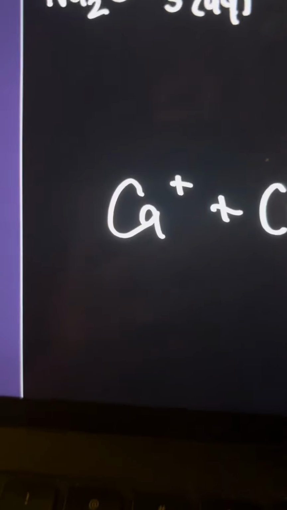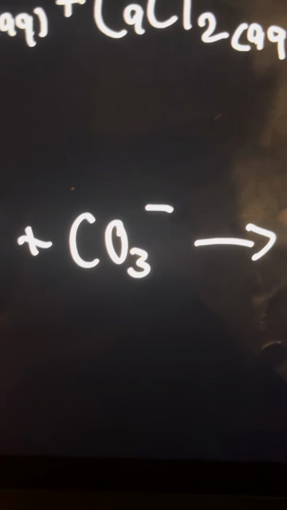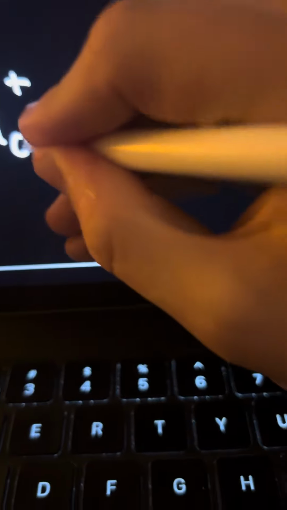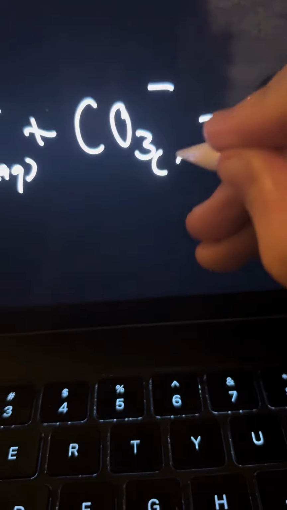Now in this equation, we have the Ca, which is a cation, which I have the positive there, plus the carbonate, which is an anion, which I have the negative, equals the CaCO3. And that is solid. Actually, I should probably label these as aqueous as well, because they change from aqueous to solid. So this is the net ionic equation.